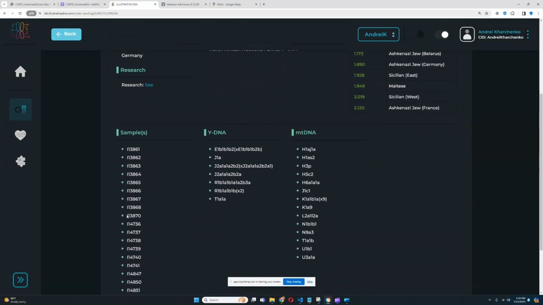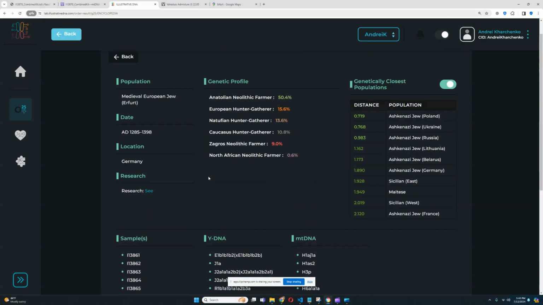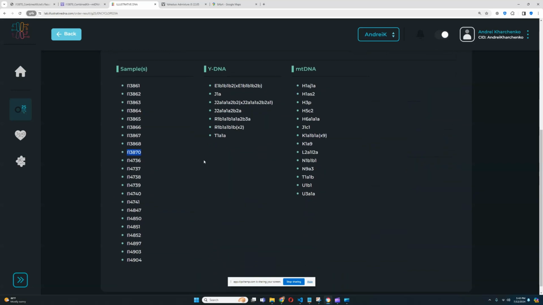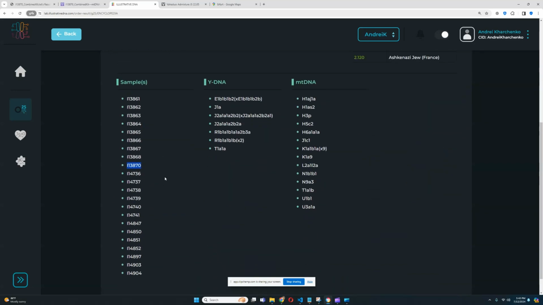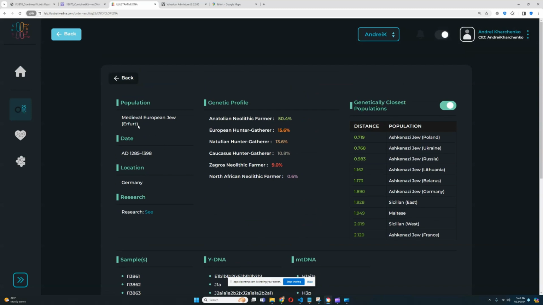The sample is I13870. It is this sample right here. It is, as you can see, one of the references used for the medieval European Jew Erfurt in Illustrative DNA. So this is one of the samples used as a reference here.